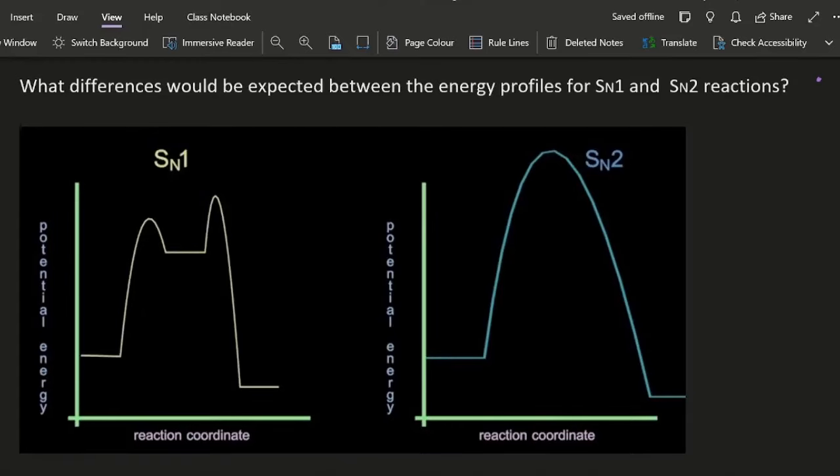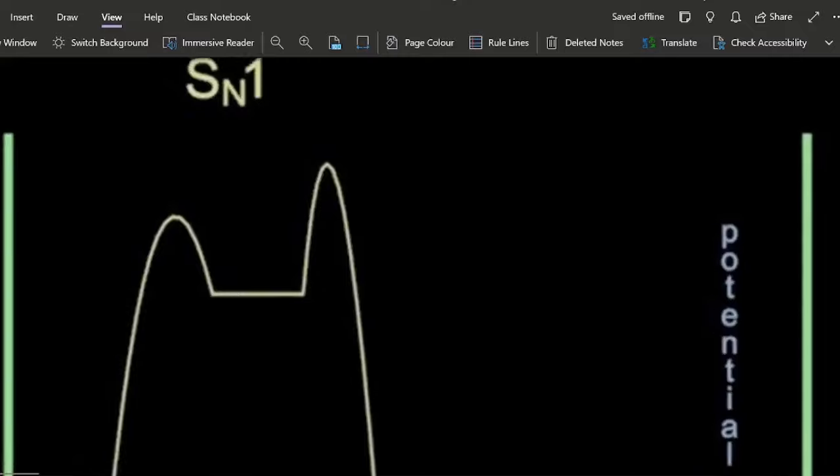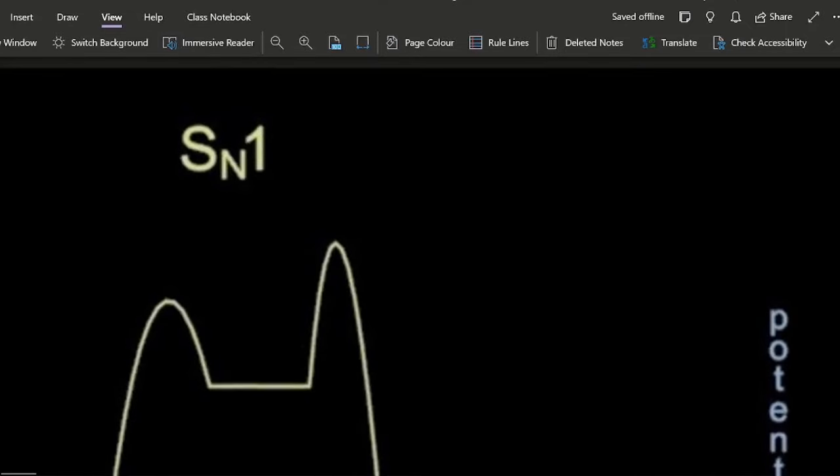So what is the difference then? Well, first of all, I think we've got to recap SN1 and SN2. So SN1, 1, 2, 3, bang, is how I remember it. So SN1 is a two-step reaction with tertiary haloalkane, and bang means it's fast.